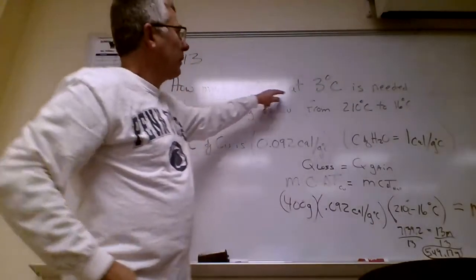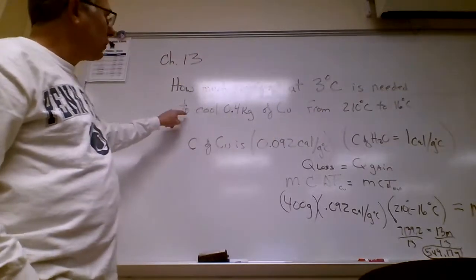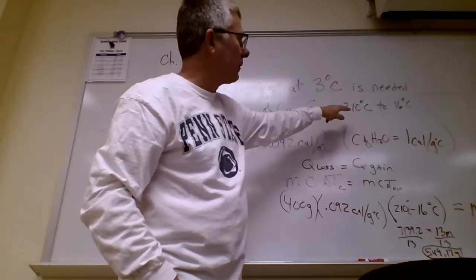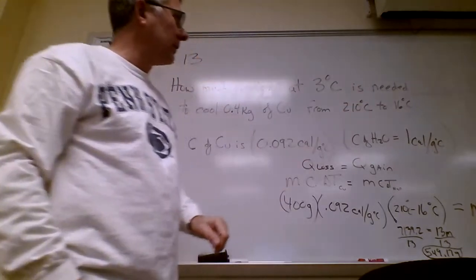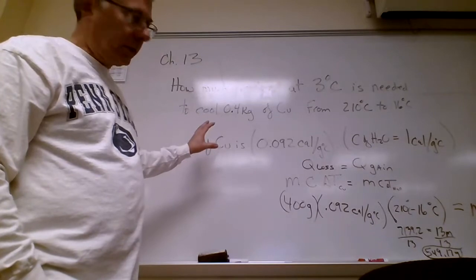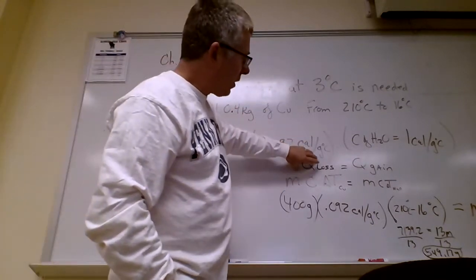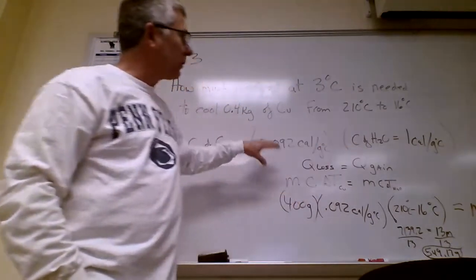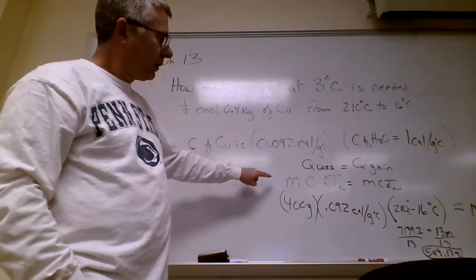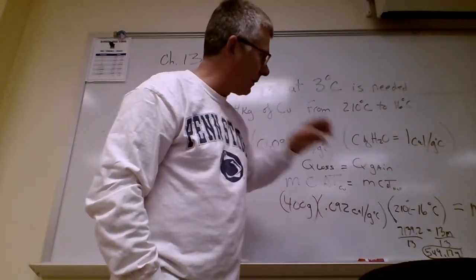How much water at 3 degrees Celsius is needed to cool 0.4 kilograms of copper from 210 degrees Celsius to 16 degrees Celsius? So this is a heat exchange question where the energy lost equals the energy gained. What's losing the heat? The copper. What's gaining the heat? The water. So you do MC delta T equals MC delta T.